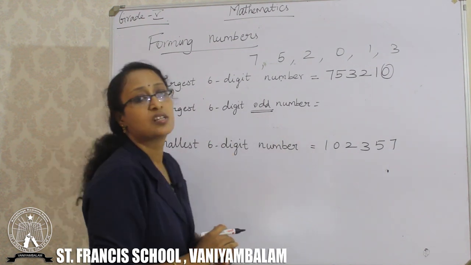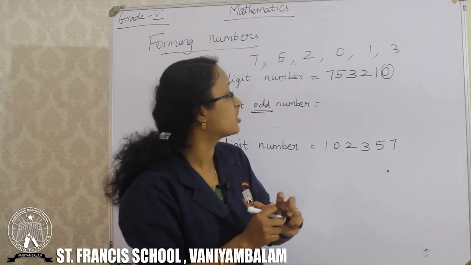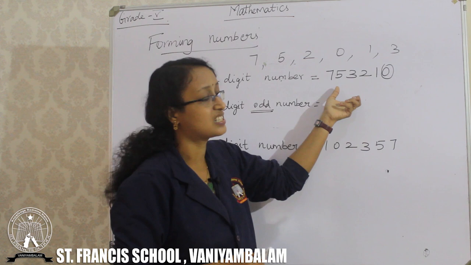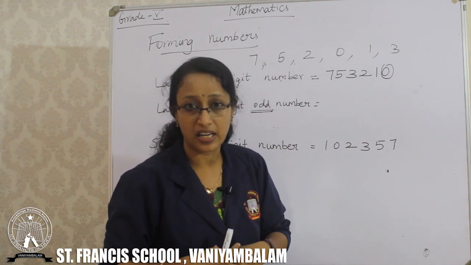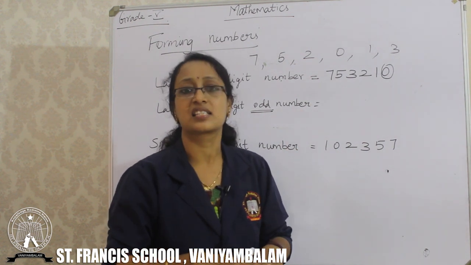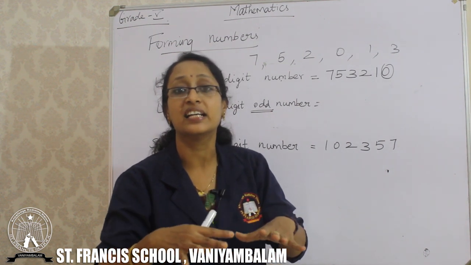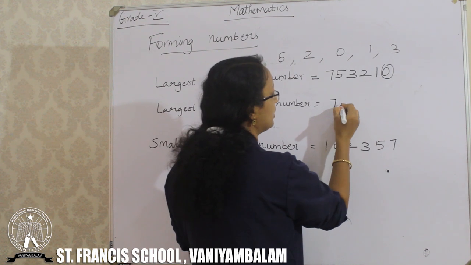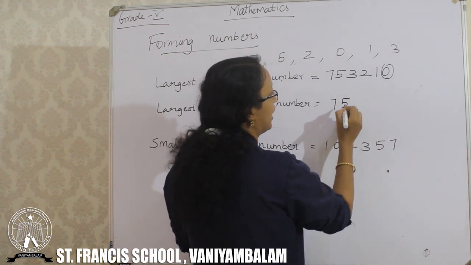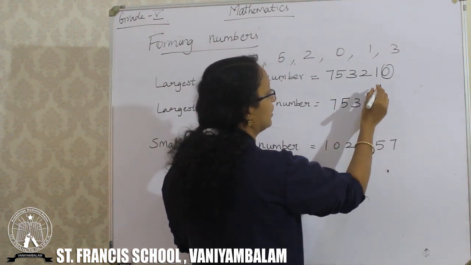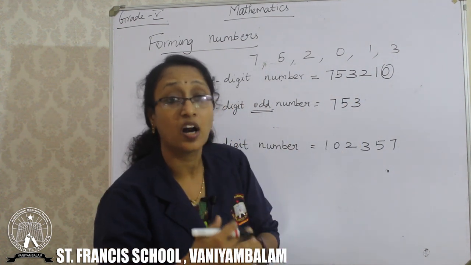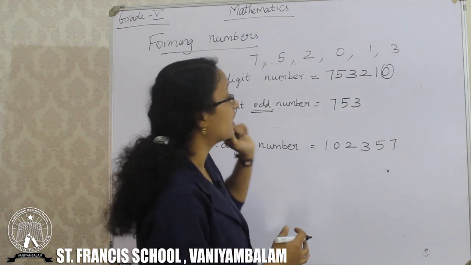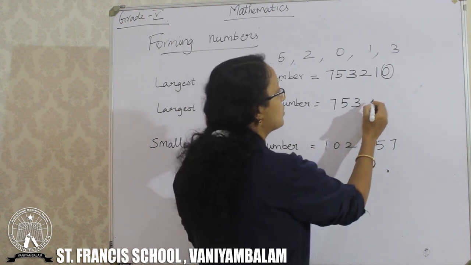But we need an odd number. So how do we change this largest 6 digit number into an odd number? I need the largest 6 digit number, but I need it as an odd number, not an even number. So how will you change it?